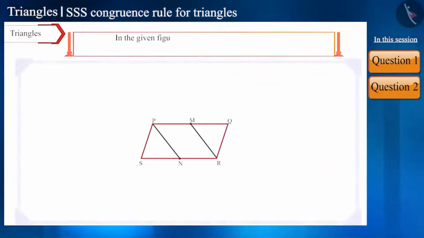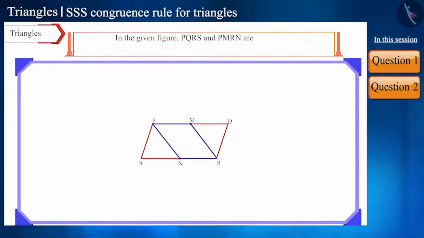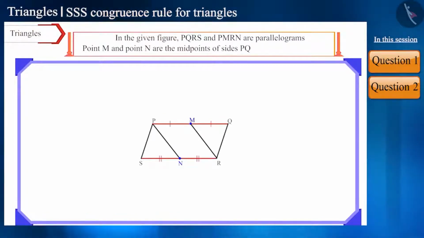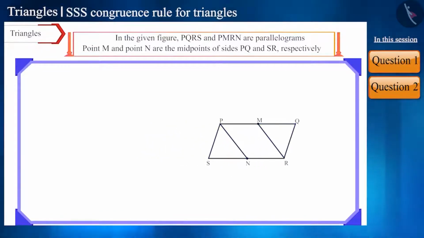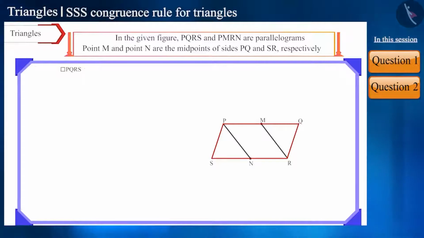In the given figure, PQRS and PMRN are parallelograms. Point M and point N are midpoints of sides PQ and SR respectively. Show that triangle PSN is congruent to triangle RQM. Friends, it's given that PQRS is a parallelogram. Therefore, its opposite sides will be equal, which means side PQ and SR are equal and sides PS and QR are also equal. Point M is the midpoint of PQ.